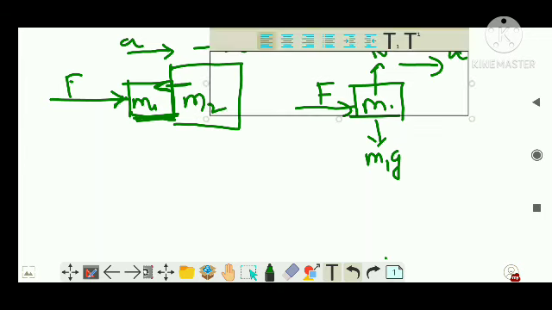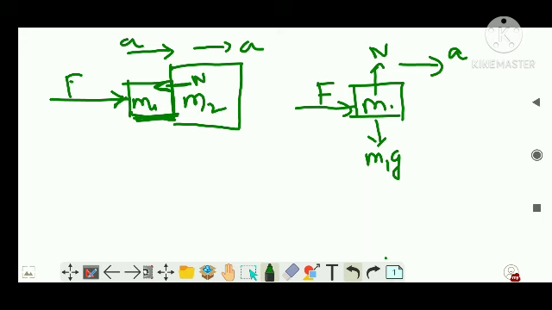Let's say that is N. Or I have written N now. Let's say that is N dash. So similarly, M1, right? If M2 is applying a reaction to M1, then M2 will be experiencing a reaction N dash itself from M1. That is, there is a to and fro. That is the third law, right?